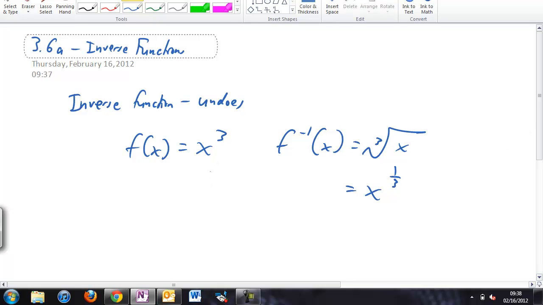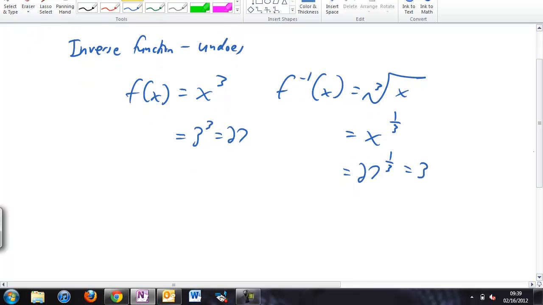If you plug a number into the left function, like you plug 3 in, you get 3 to the 3rd power, or 27. Then if you take 27 and plug it into the right function, you get the original number 3 again. They both undo each other, but there are a lot of misconceptions about inverse functions. One example would be a similar one from the notes, similar to number 3 in the notes. I'll make a few changes.